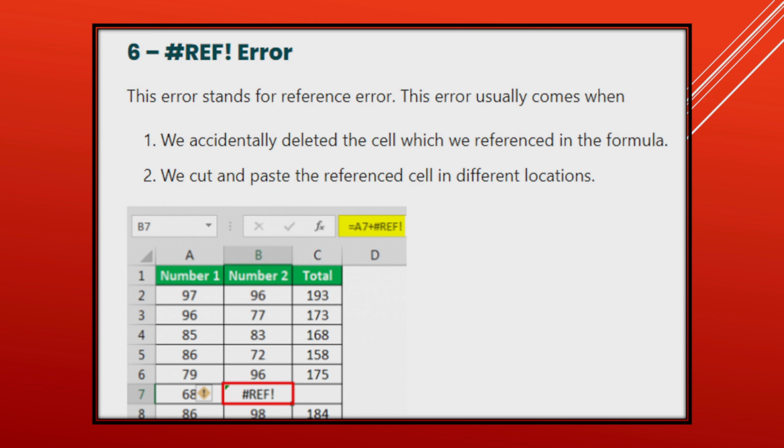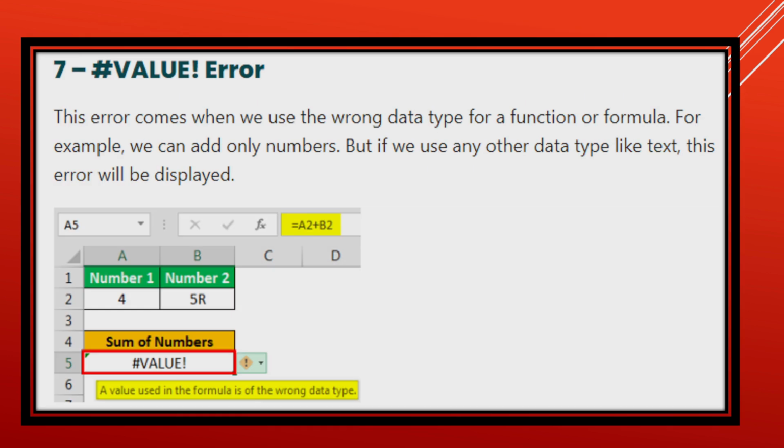Then we have the #REF! error. This error stands for reference error. This error usually comes when we, number one, accidentally delete the cell that we referenced in a formula, or we cut and paste the referenced cell in different locations. So it's referring to a cell that might not be there any longer. Our #VALUE! error comes when we use the wrong data type for a function or formula.